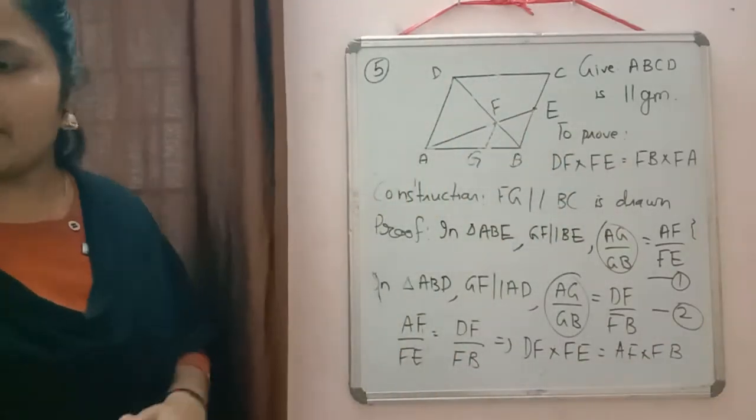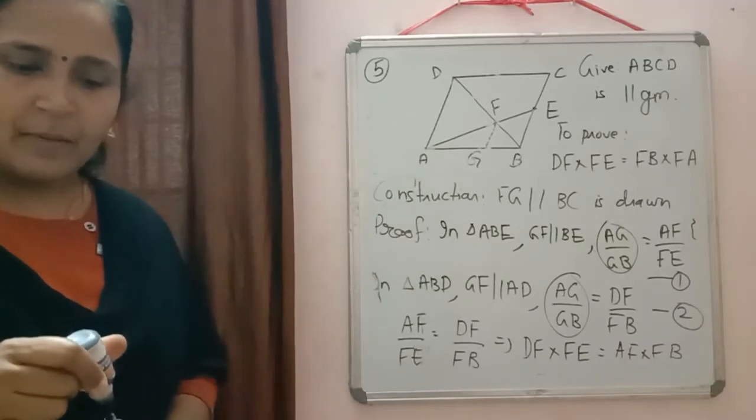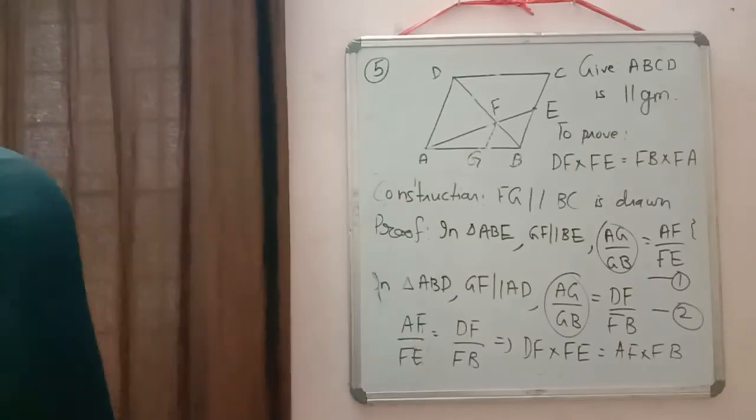So whenever you are proving something, always check the sides which we need in the proof. So is this question clear to you? Okay, moving on to the next question.